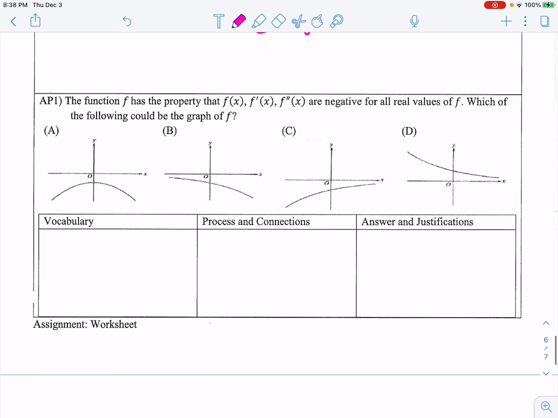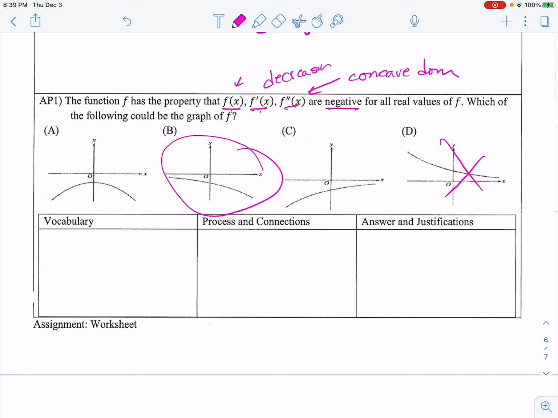All right. It tells us that f of x, the first derivative and second derivative are all negative. So this has to be below the y-axis, so that throws that out. The derivative is negative, so it's decreasing. And the second derivative is negative, so it's concave down. Good thoughts, y'all. They're all concave down, but it has to always be decreasing. So here you are. Because this is increasing. This one's increasing and decreasing. So the answer is B.